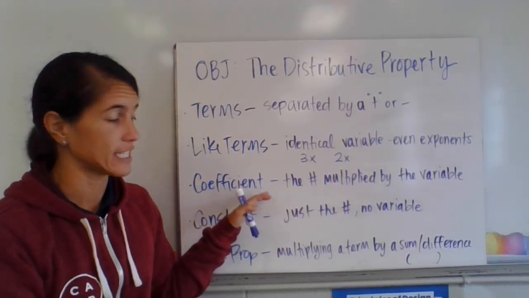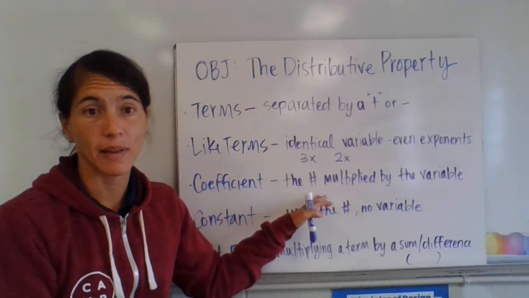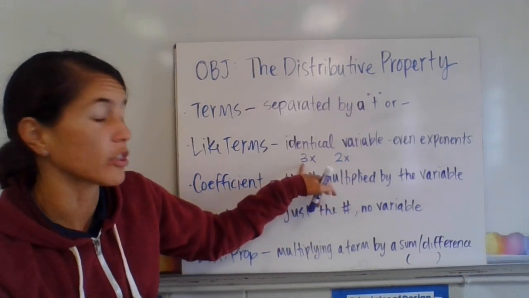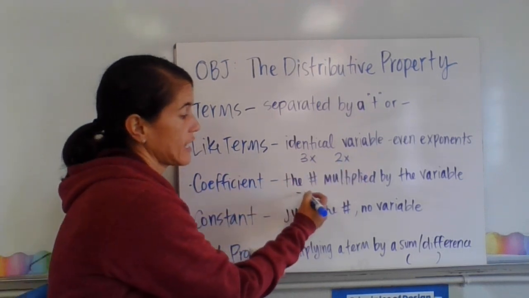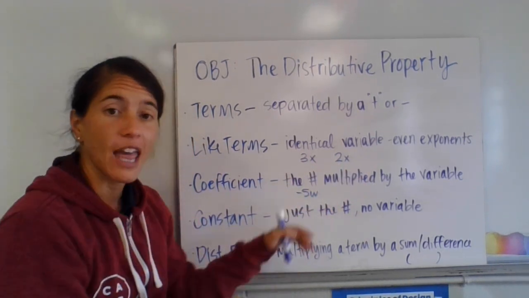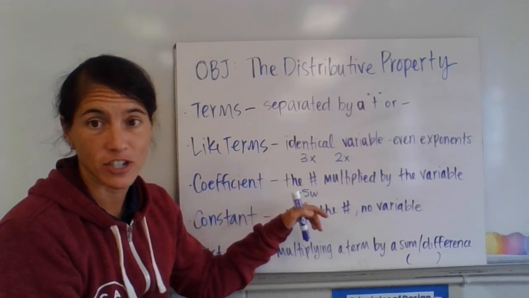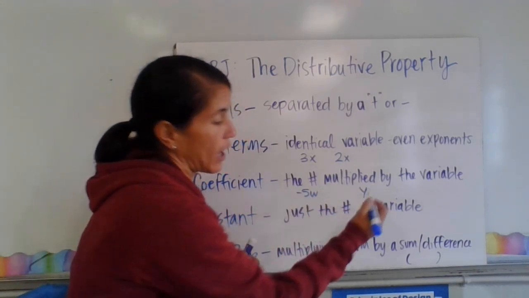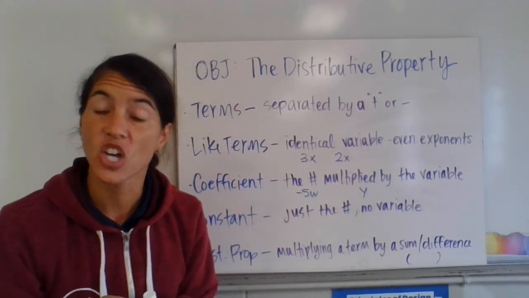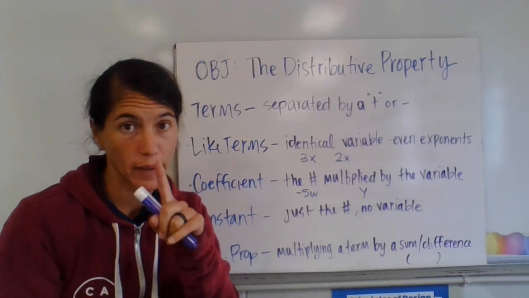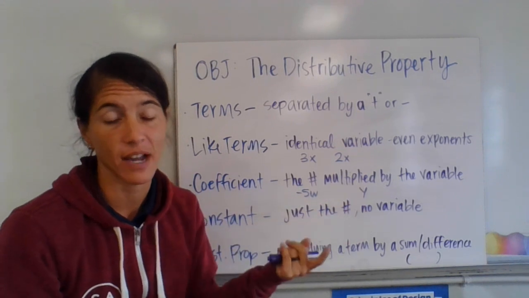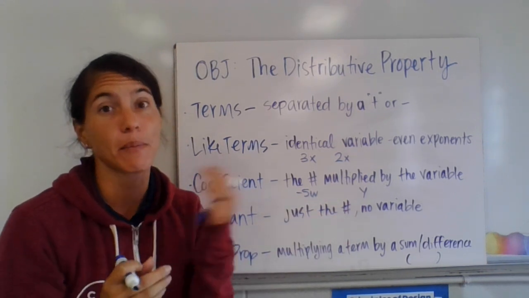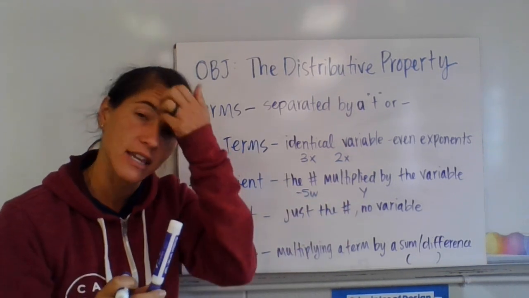A coefficient is the number multiplied by the variable. So in this example, 3 is a coefficient, 2 is a coefficient. You could have a negative 5w, then negative 5 is a coefficient, and if the only term you had was a y, the coefficient would be a 1 because there's an imaginary 1 times y. So it's that number that's being multiplied by the variable.